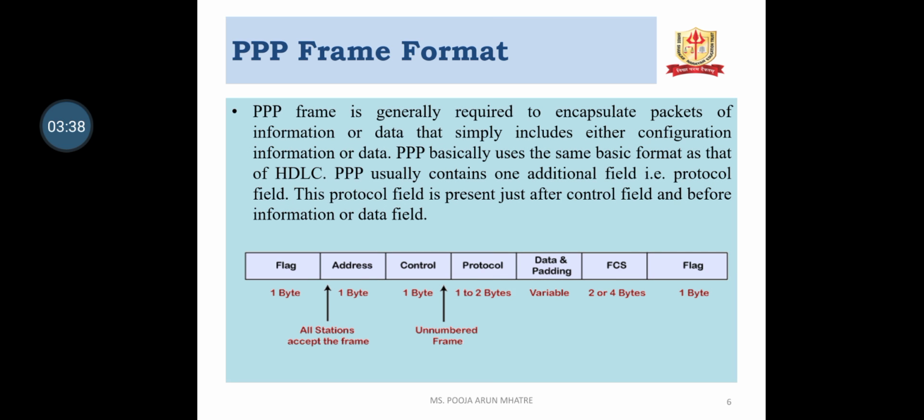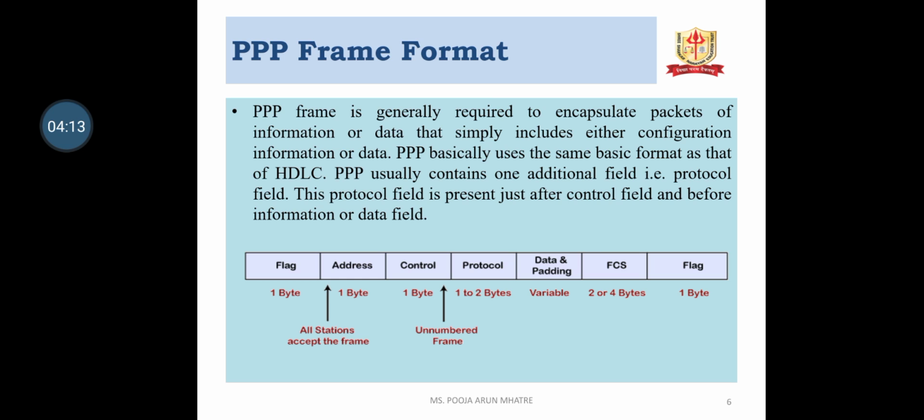Point-to-point frame format. A point-to-point frame is generally required to encapsulate packets of information or data that simply include either configuration information or data. So point-to-point basically uses the same basic format as the HDLC. The point-to-point protocol frame contains one additional field, that is the protocol field, and this protocol field is present just after the control field and before the information or data field.